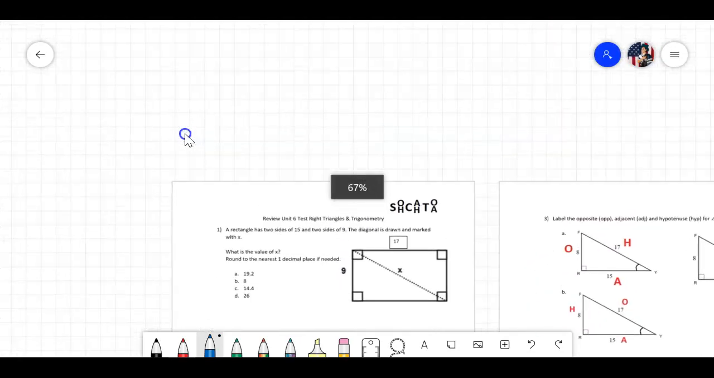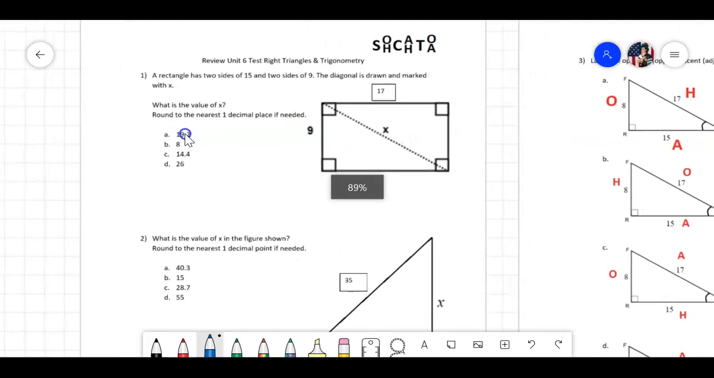At the top of each page, it says SOHCAHTOA. That's what we're going to use when we do trigonometry. But number 1 and 2 is not trigonometry, and I'll show you why. It says a rectangle has two sides of 15 and two sides of 9.